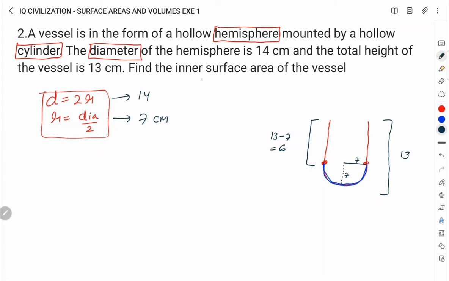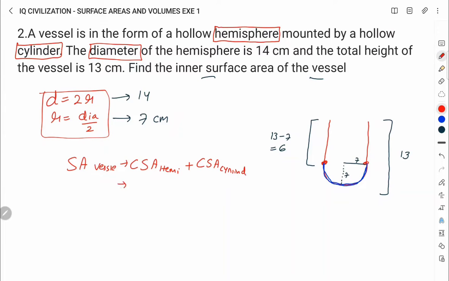So what do we ask? The inner surface area of the vessel. The surface area of the vessel is nothing but the surface area of the hemisphere. Here this is only curved; the hemisphere is open on the other side. So CSA of the hemisphere plus, as it is clearly given that it is a hollow cylinder, CSA of the cylinder.